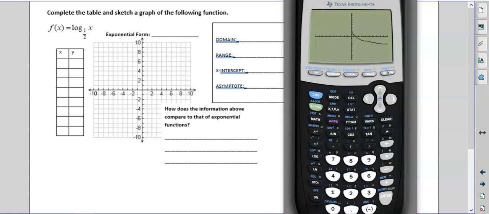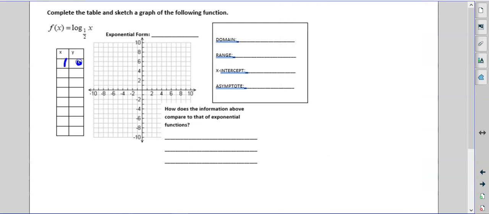So here we go. Some points here are 1, 0, 2, -1, 4, -2, and 8, -3. So 1, 0, there's our x-intercept, 2, -1, 4, -2, sorry, this printed goofy, and 8, -3. So again, this is going to have the asymptote on the axis, 0, and we're just going to draw it and ride up the line like so.